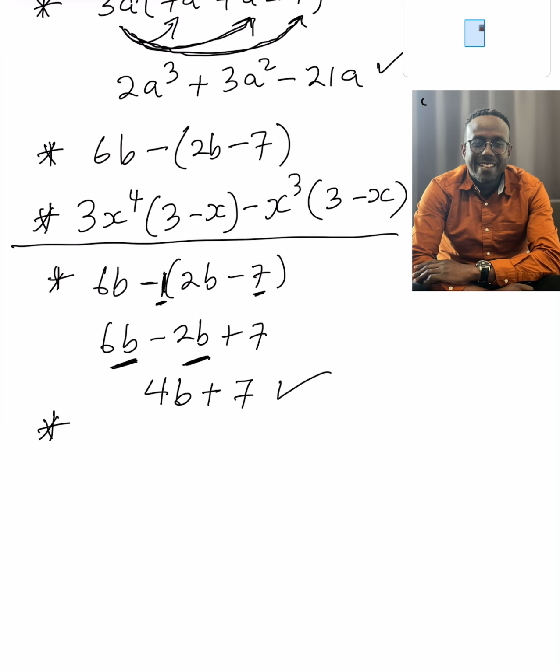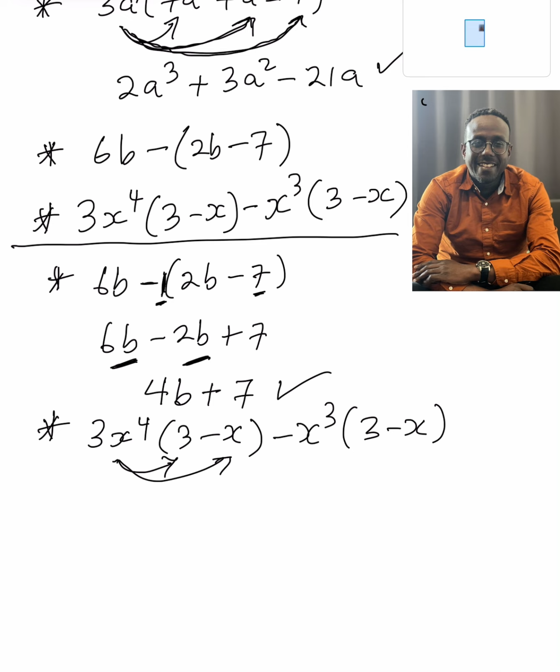The next one was a bit long. I'll write it here again. 3x to the power of 4, open bracket, 3 minus x, close bracket, minus x cubed, open bracket, 3 minus x. So step by step, I'm going to multiply 3x to the power of 4 by 3 and then by x. So 3 times 3 gives us 9x to the power of 4. Then I have this minus here. 3x to the power of 4 times x will be 3x to the power of 5. Then minus, we do the same here. This will be minus 3x cubed.